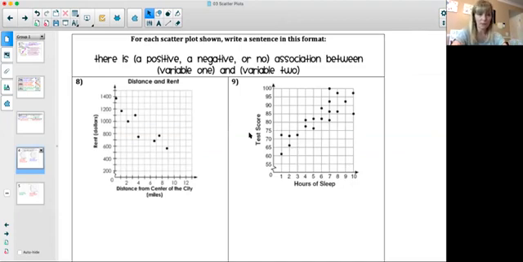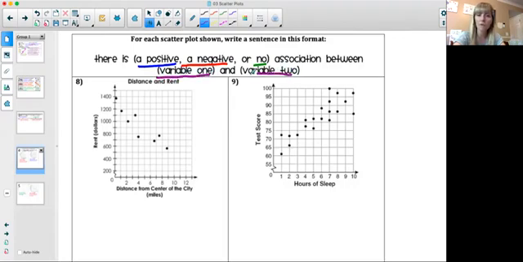So let's read the instructions up here. It says, for each scatter plot shown, write a sentence in this format. Okay, so you're going to fill in the blanks where the parentheses are. So here are your options. You'll say there is a positive association, or you'll say there is a negative association, or you'll say there is no association. And then you will also tell me between what variables. Well, how are you going to know the variables? If the scatter plot is made well, all of that should be labeled on it.